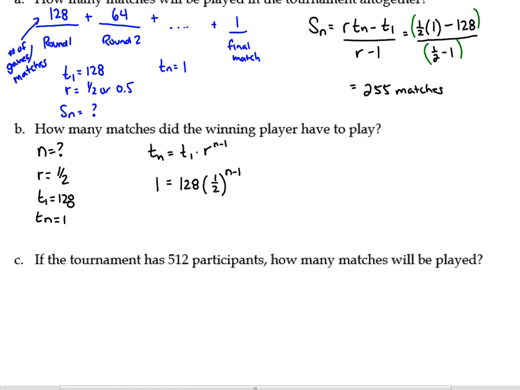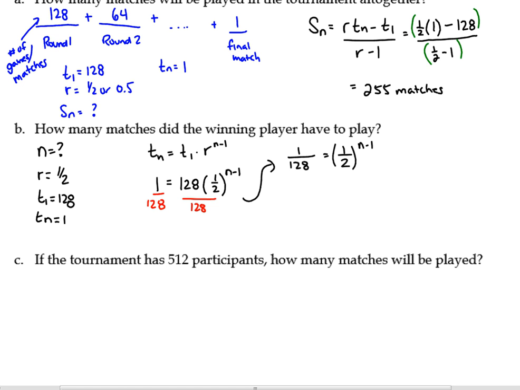Because we can't really isolate an exponent, the only way we're going to be able to isolate the exponent is to isolate the base with the exponent. So we're dividing both sides by 128. Yay! So we have 1 over 128 equals 1/2 to the power of n minus 1.